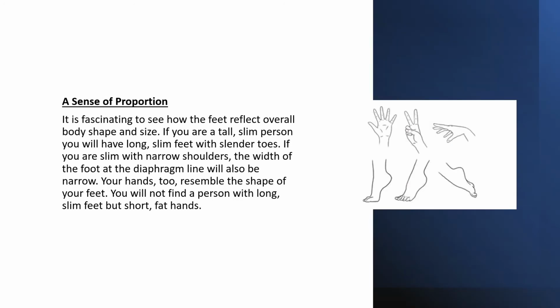It is fascinating to see how the feet reflect overall body shape and size. If you are a tall, slim person, you will have long, slim feet with slender toes. If you are slim with narrow shoulders, the width of the foot at the diaphragm line will also be narrowed. Your hands, too, resemble the shape of your feet. You will not find a person with long, slim feet but short, fat hands.